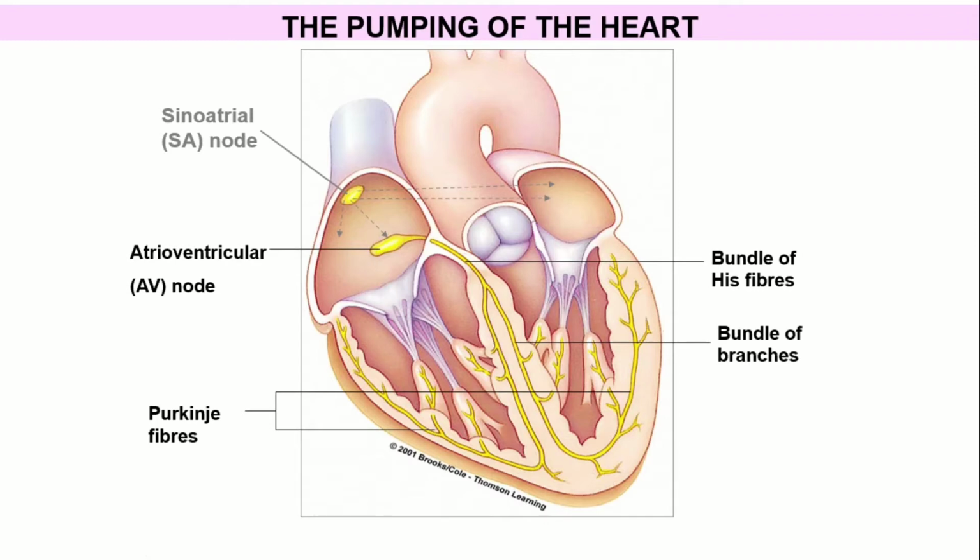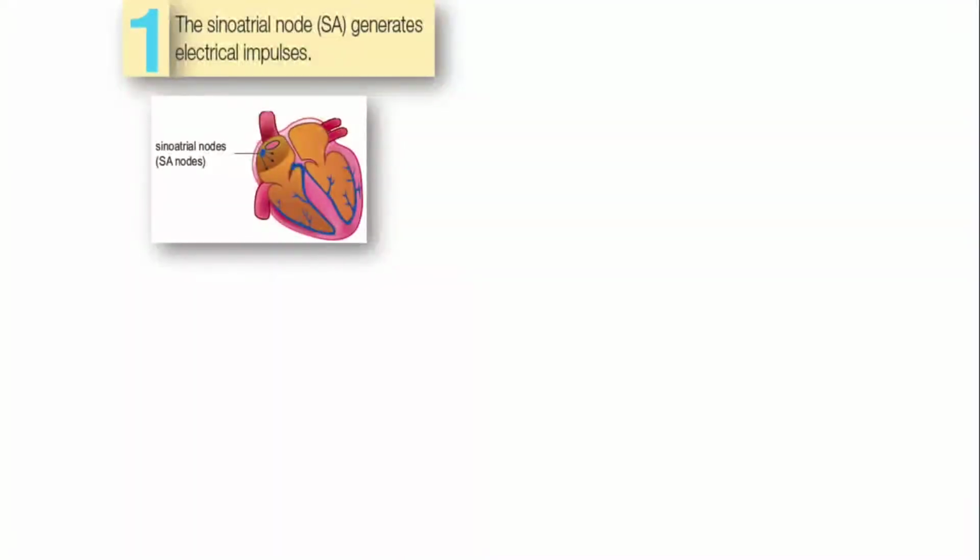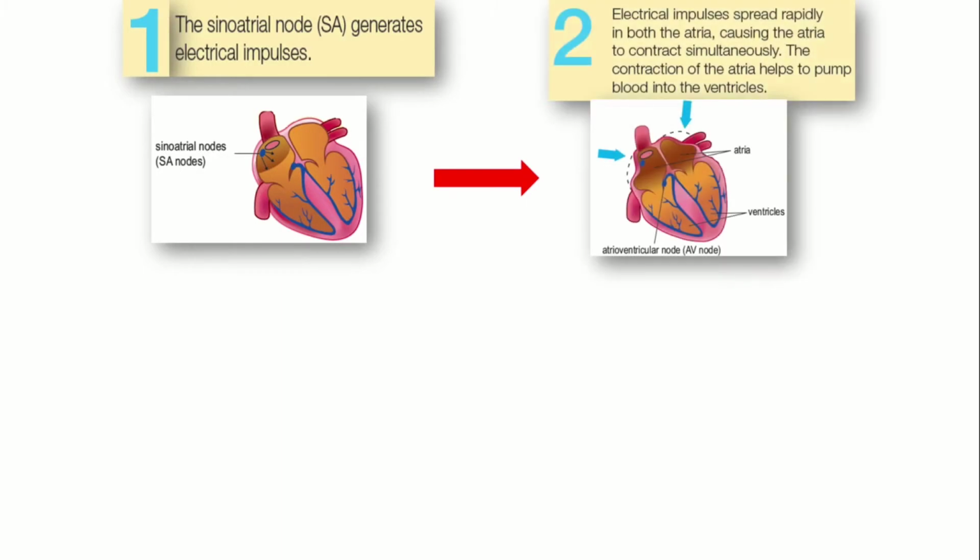Later, we are going to discuss the pumping of the heart. Firstly, the sinoatrial node, SA, will generate electrical impulse. Then, the electrical impulse spreads rapidly in both the atria, causing the atria to contract simultaneously. The contraction of the atria helps to pump blood to the ventricle.